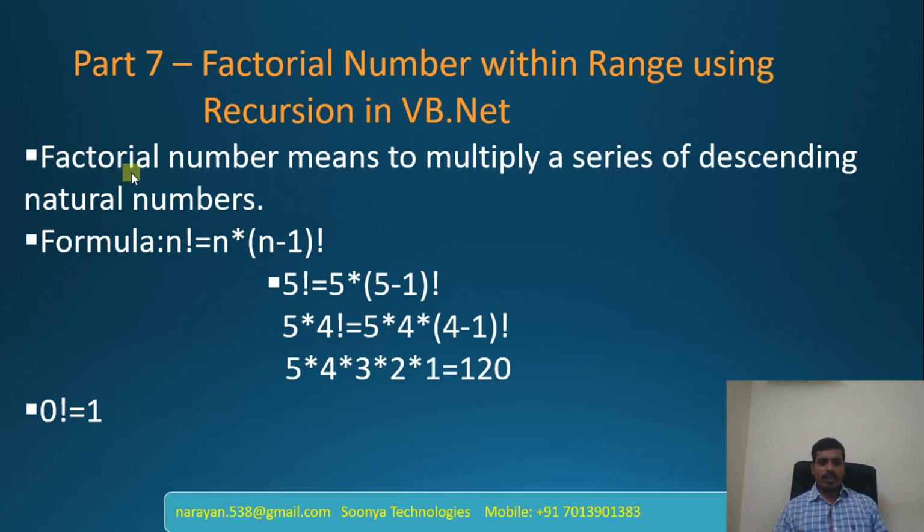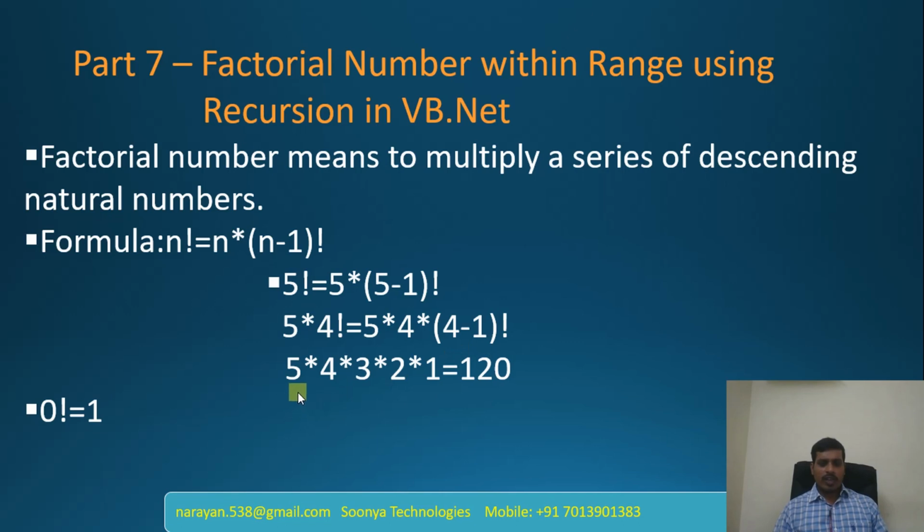What is a factorial number? Factorial number means to multiply a series of descending natural numbers. The formula to calculate factorial is n factorial equal to n into (n minus 1) factorial. For example, if you want to calculate 5 factorial, 5 factorial equal to 5 into (5 minus 1) factorial. Here, (5 minus 1) factorial equal to 4 into (4 minus 1) factorial. Then later we need to calculate 3 factorial, 2 factorial, 1 factorial and 0 factorial.